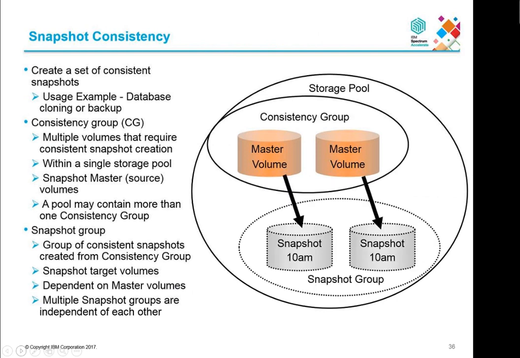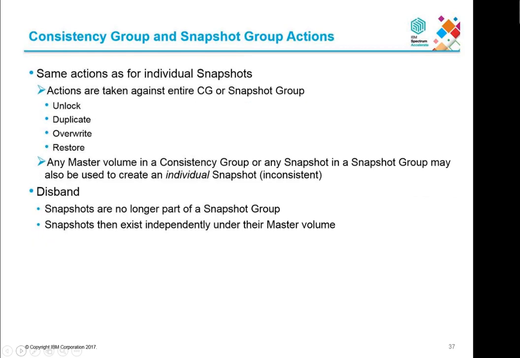So I have a snapshot group. Even if I have a volume in a consistency group, I can still take a snap against that volume by itself, or I can take a snap of the consistency group. If I disband the consistency group, I just disband the relationship between the snapshots. I don't delete the snaps. They stay, and they are still only dependent on the master.